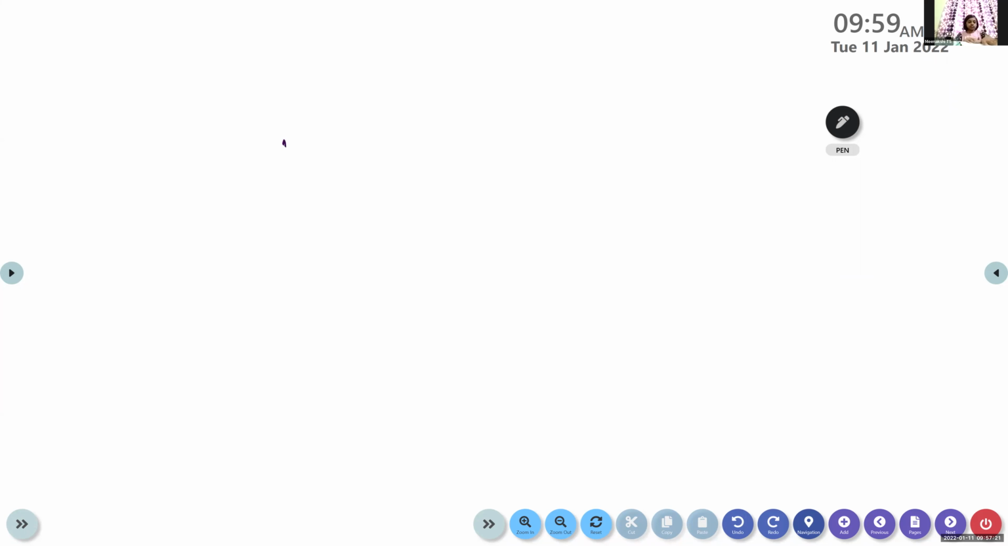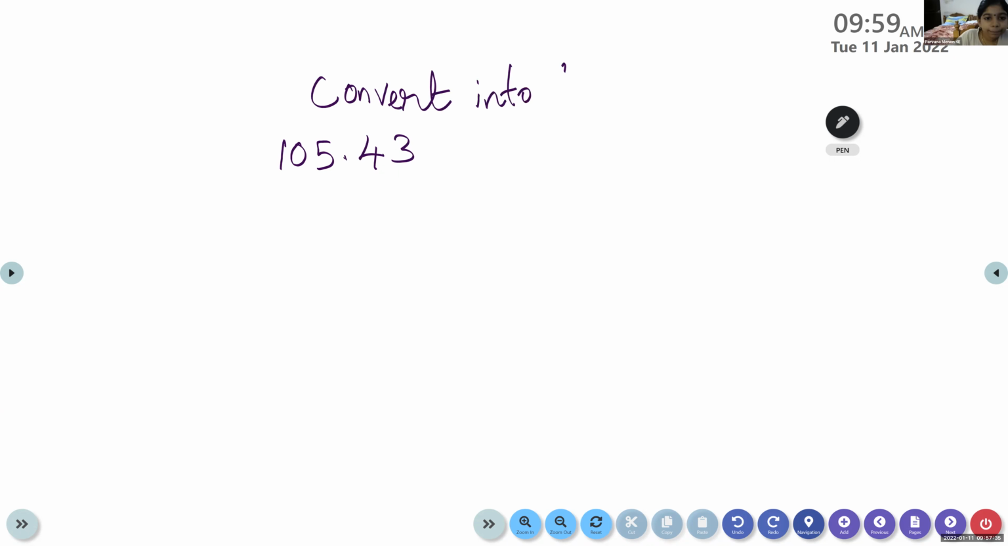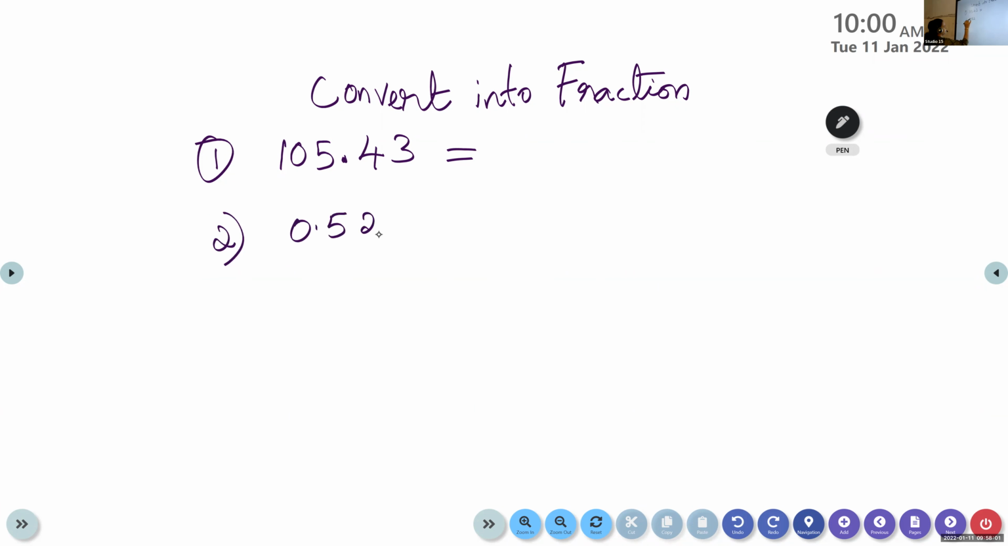In the rough book, 105.43. You have to convert into fraction. This is question number 1: 105.43. You have to convert into fraction. One more question: 0.52.